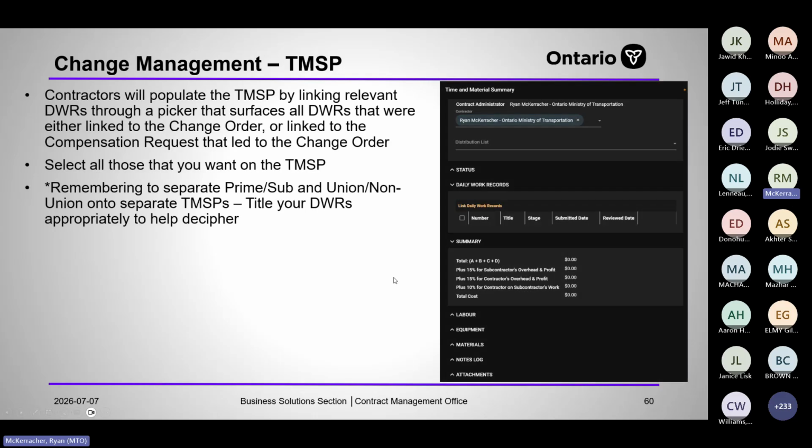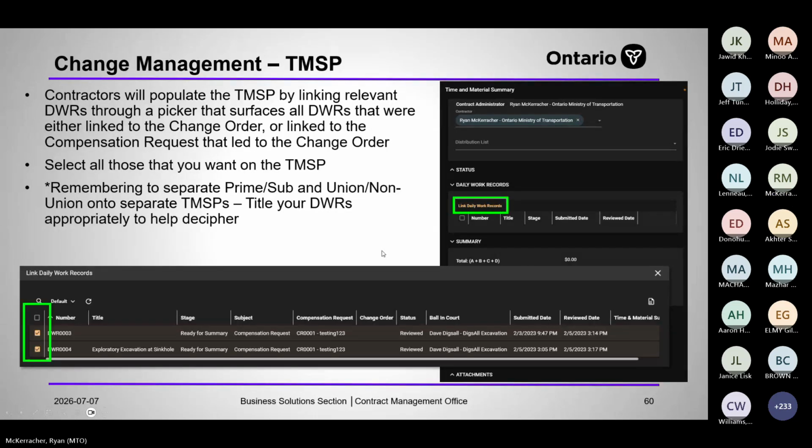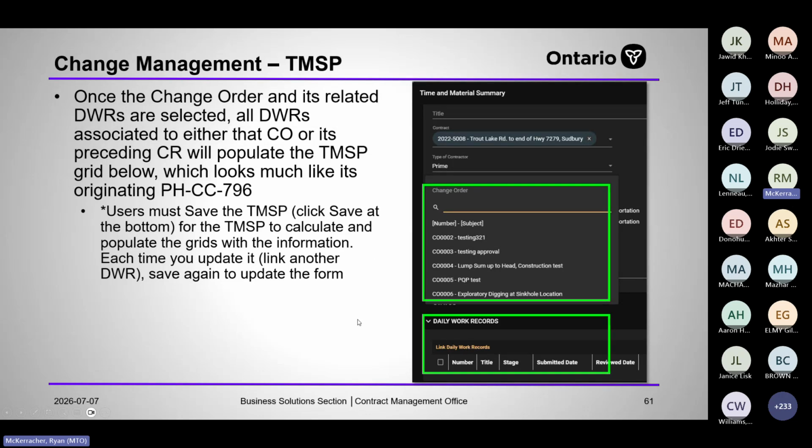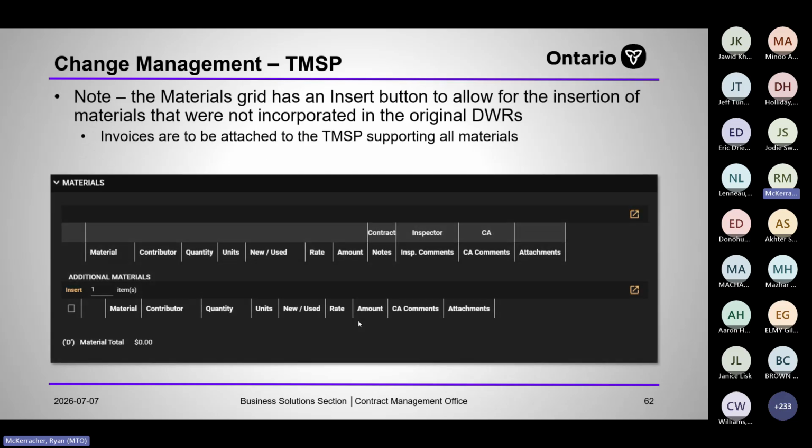Contractors will populate the TMSP by linking relevant DWRs through a picker that surfaces all daily work records that were either linked to the change order or linked to the compensation request. So that's what I was talking about before. Once a change order and its related daily work records are selected, all daily work records associated with that CO or its pending CR are pulled in. So it populates pretty quickly. It doesn't really have timeout issues or anything like that. I haven't experienced any timeout issues with them.